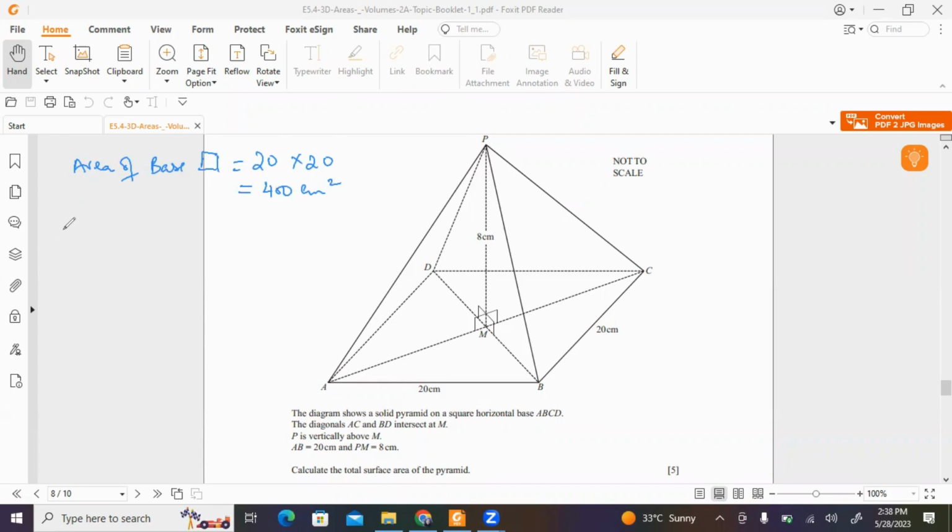Then find the area of these triangular faces. So for that, we need to find the length of this. Okay. So first, we begin with finding AC. So AC squared equals AB squared plus BC squared. AC is going to be the square root of 20 squared plus 20 squared.